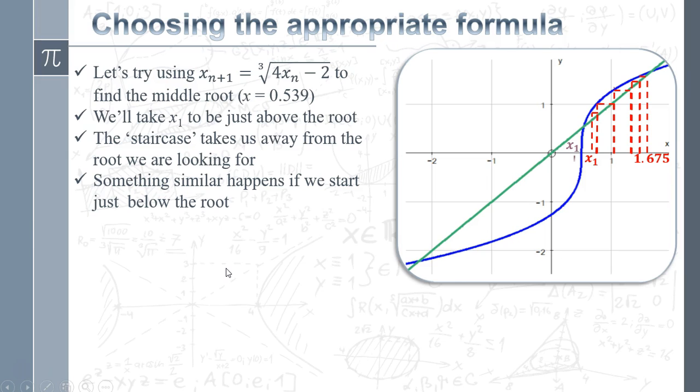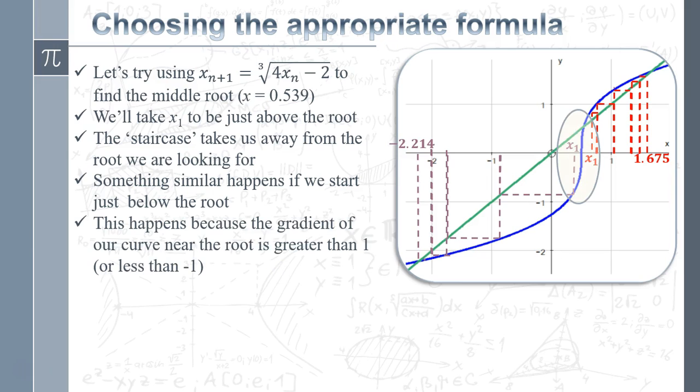If we start just below the root, so I'm starting off with the new x1, you can see it's giving me this value here, and let's just now look what happens. Well, the staircase again is taking us away. And so what it's going to find is that root there. So no matter what we do, both staircases in that example take us away from the root that we're actually looking for.